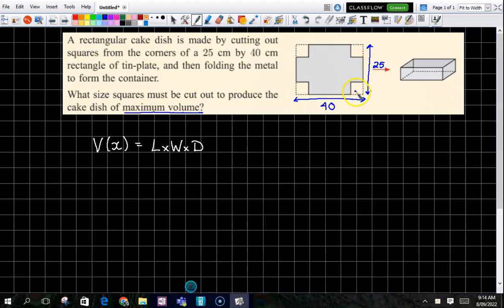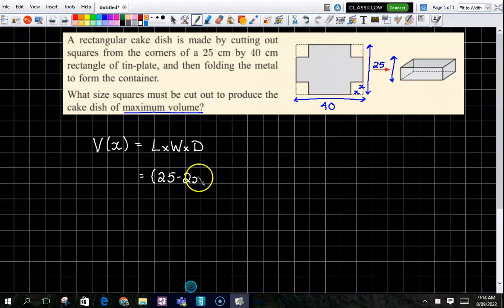Right, so we're cutting out X centimetres here, X centimetres there. So now, what would you call your new width? What is our width of the box? That width. Yes. 25 minus 2x. It is 25 minus 2x.